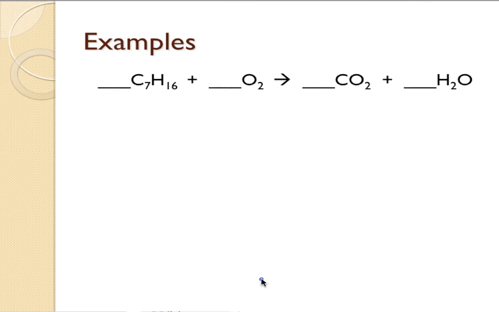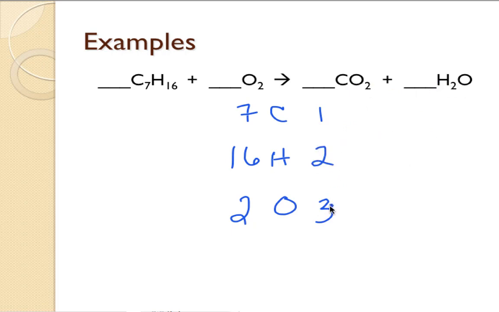Looking at another example, again, identify my elements. I have carbon, I have hydrogen, and I have oxygen. My carbon, I have 17 on my reactant side, 16 hydrogens, and 2 oxygens. On my product side, 1 carbon, these 2 oxygens plus that one gives me 3, and I have 2 hydrogens. All right, well, carbon's not balanced, so if I put a 7 here, my carbons would be balanced. Now I have 7 times 2, 14 oxygens, plus that 1 gives me 15 oxygens.